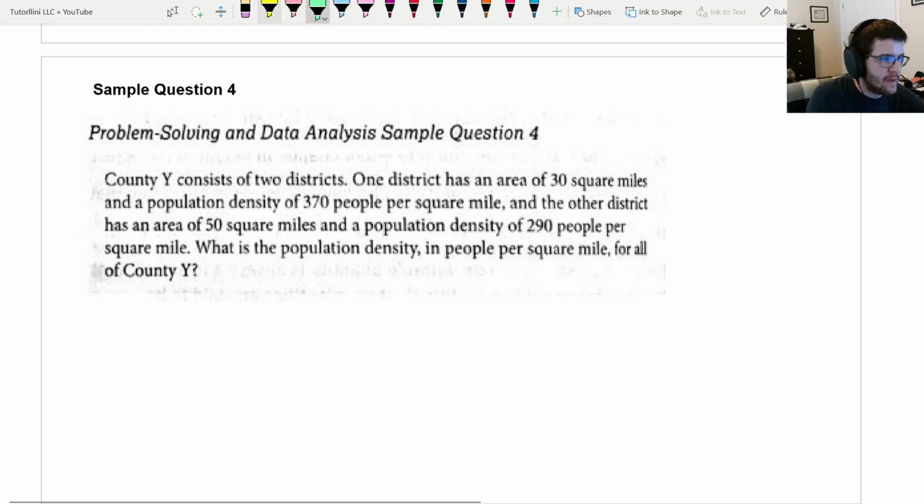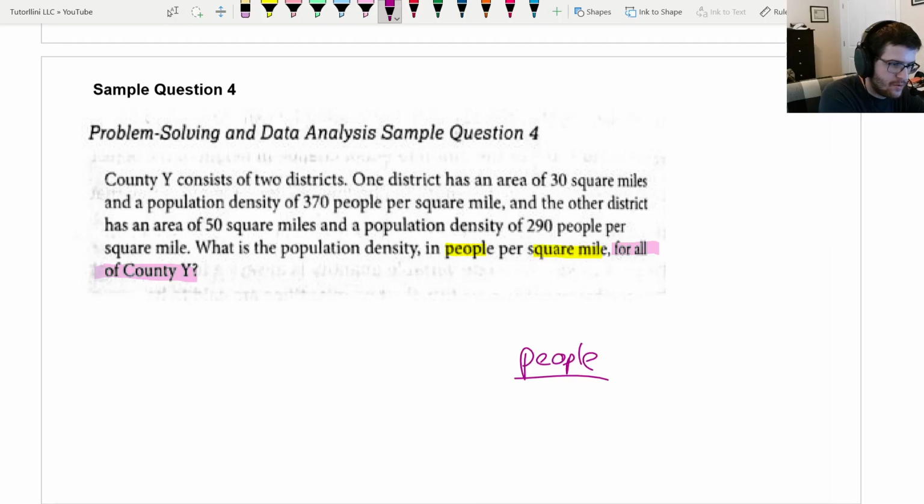Okay, so it wants us to find the population density in people per square mile for all of County Y. So what we want to do is people, I'm going to put this off to the side, people per square mile. Remember, per means division. I go over this in the unit conversions video.